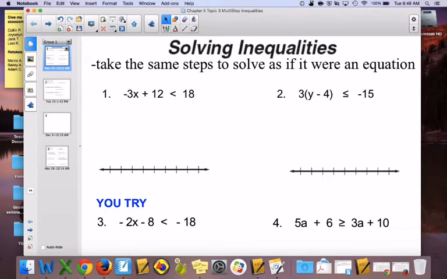Okay, so for topic 3, we're going to be dealing with multi-step inequalities. So it's essentially the same steps we use to solve multi-step equations. For the first one here, it's negative 3x plus 12 is less than 18. So we're going to approach it the same way as equations, getting the variable by itself by subtracting 12 first.